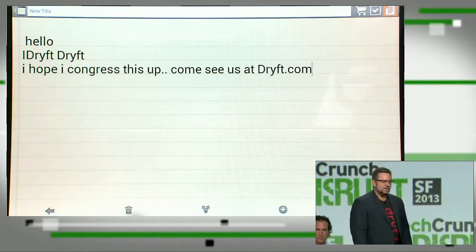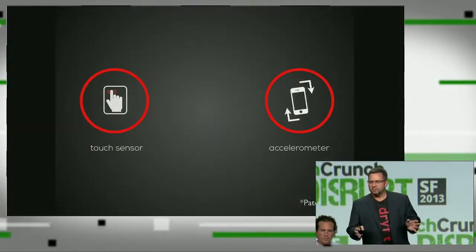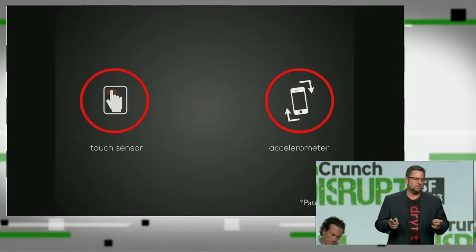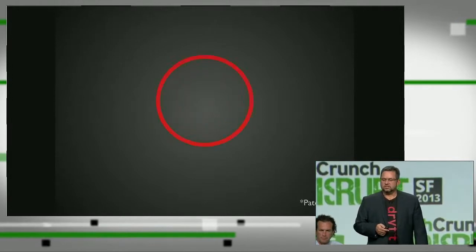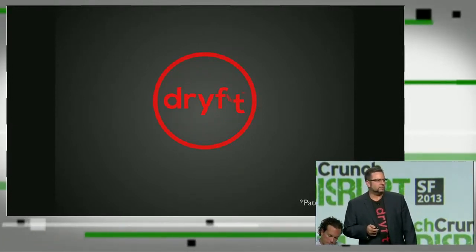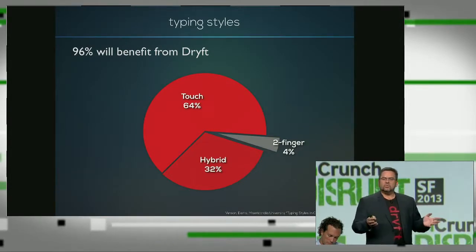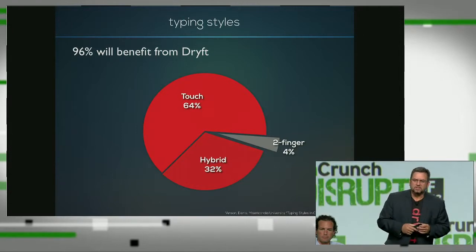Let's go back to the slideshow, please. So the one thing to remember from this is we're the two-sensor typing company. We fuse together the data from touch sensors and accelerometers, and that makes the magic of Dryft. So what's so important about this? I mean, is it really relevant? Aren't people happy just typing on their tablets?